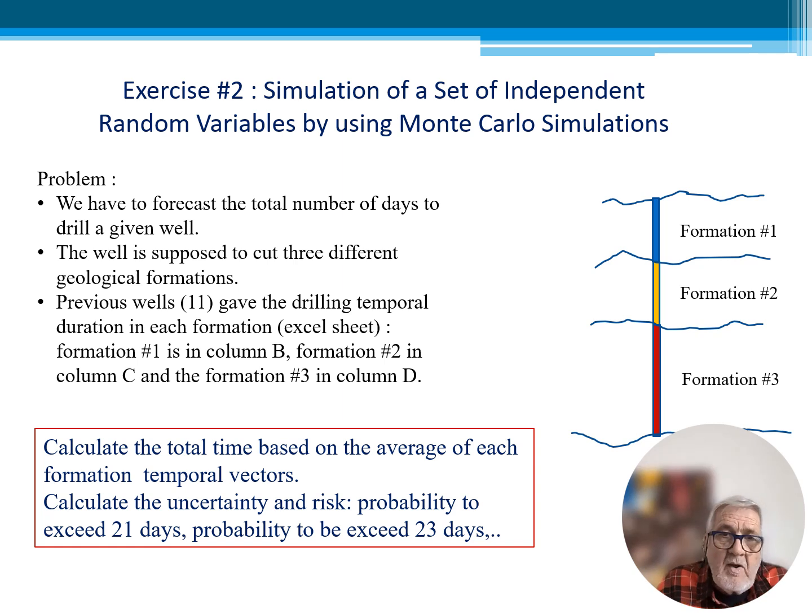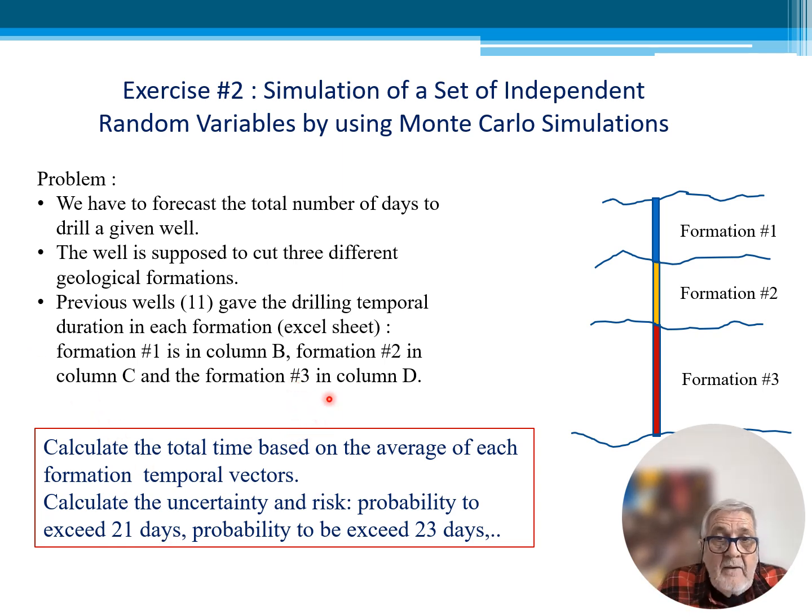Suppose, what is the problem? We have to forecast the total number of days to drill a given well. The well is supposed to cut 3 different geological formations, which means that they take different times. Previous wells, for example, 11 wells in the same region, gave the drilling temporal duration in each formation. Formation 1 is in column B, formation 2 is column C. This can be represented in Excel.